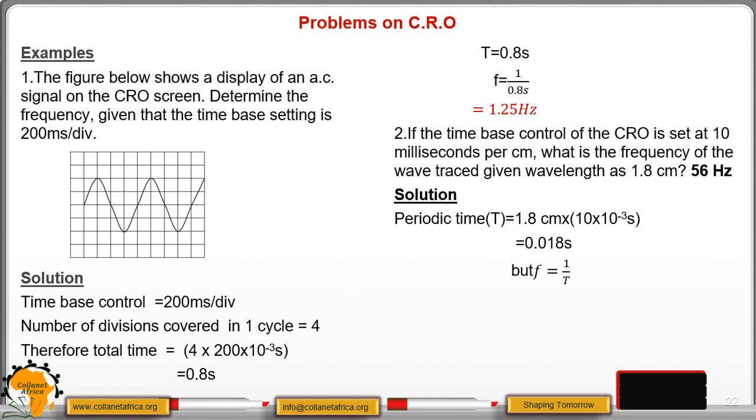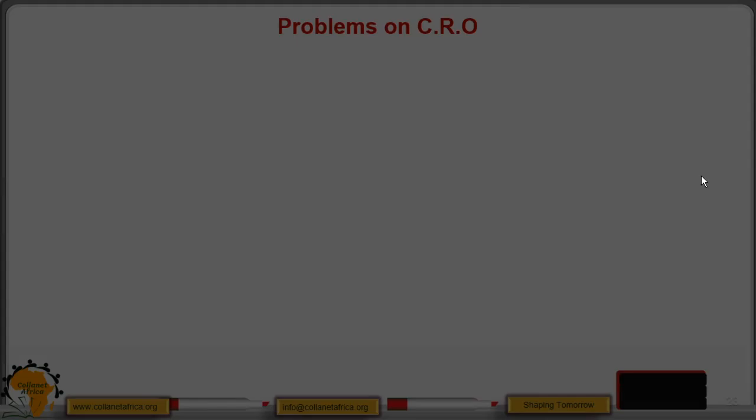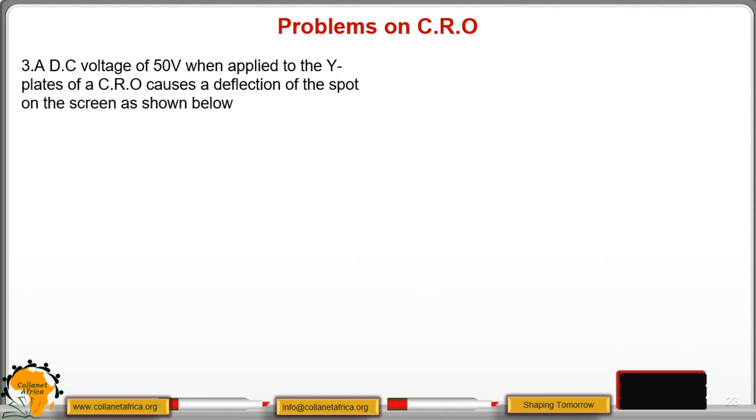When you want to get the frequency, it will be the reciprocal of that value, and that will be 1 over 0.018 seconds. When you divide that using your calculators, you will get 55.56 per second, or what we call hertz, and that gives us approximately 56 hertz. Then we proceed to example 3.